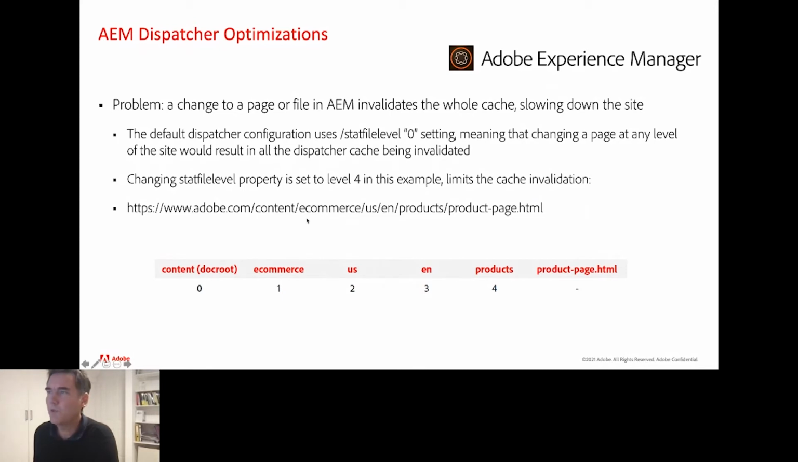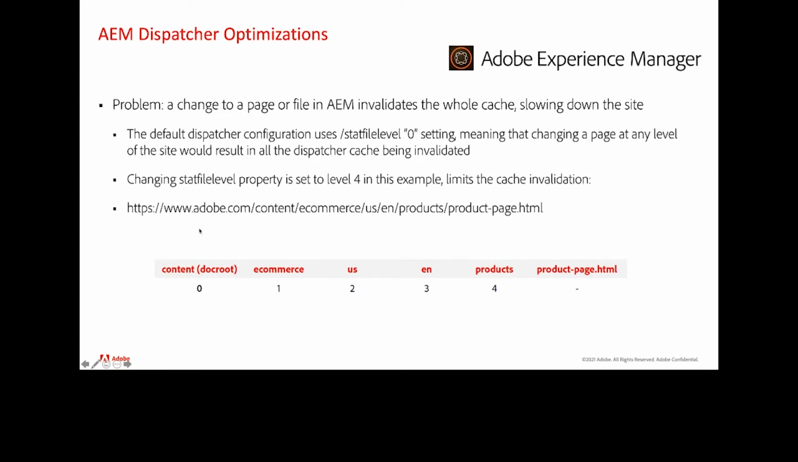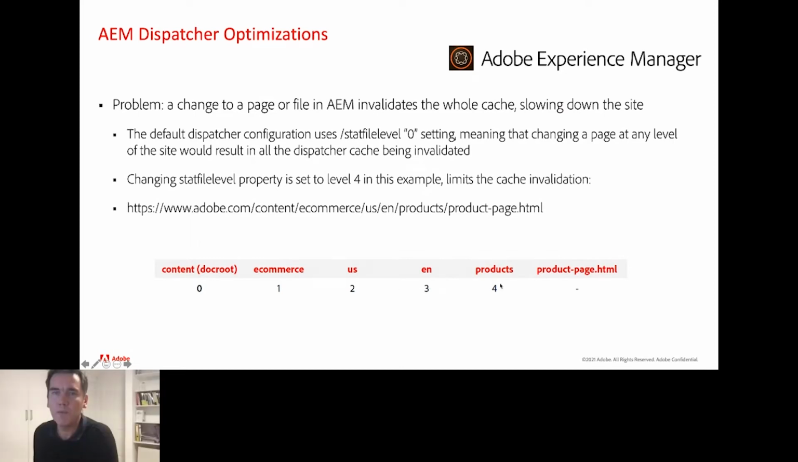For an example, let's say you've got a product page template at this location here. Each folder level would have a stat level. So if we break down that URL, we can see the stat levels within this table here. In this case, if you had set the stat file level property to the default of 0 and the product page HTML template is updated, then every stat file from the doc root to level 4 would be invalidated, which would cause a further request from the AEM publisher instances for all pages across the site for that single change.